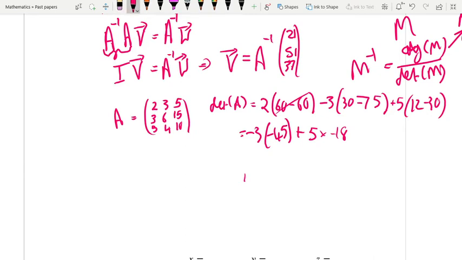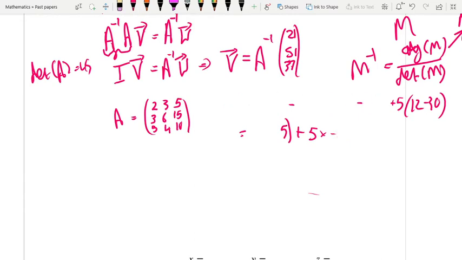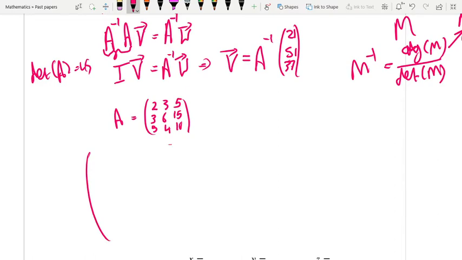So we're going to take this knowledge and write this over here just for usefulness. Determinant of A equals 45, and we're going to carry on trying to find the matrix of minors and the adjugate. So let's carry on.